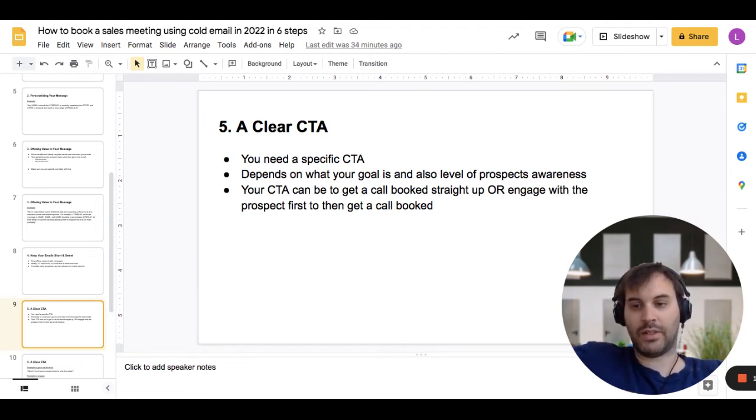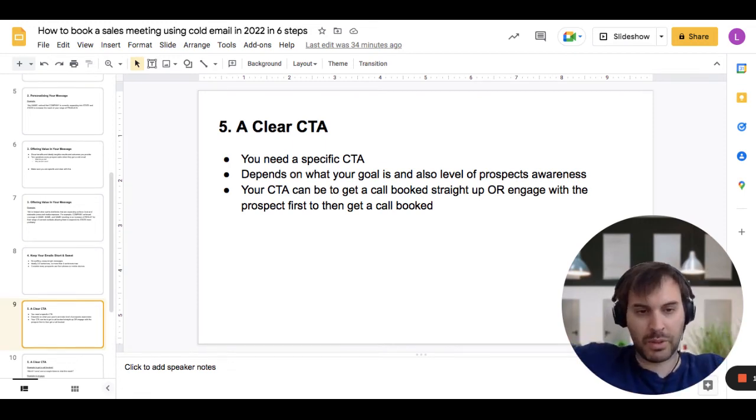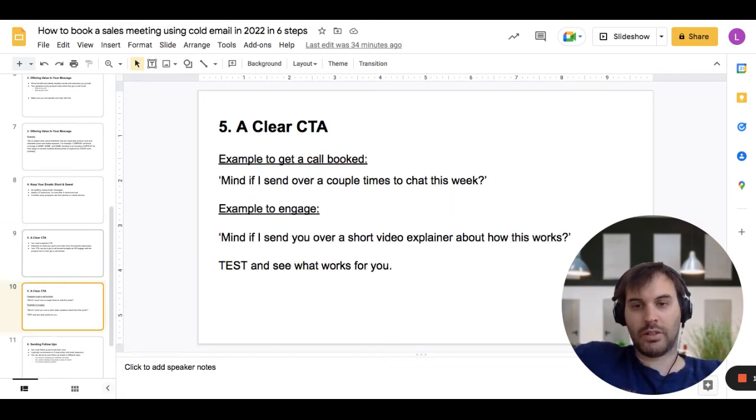So you can have a CTA where you're essentially asking to get a call booked straight up, if they want to chat. Or the other type of CTA is where you actually engage to get an interested response first, and then you engage back and forth, two or three emails or something, to then move them forward to booking a sales call with you.